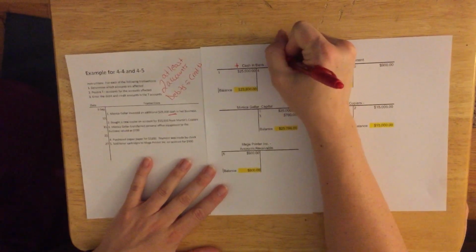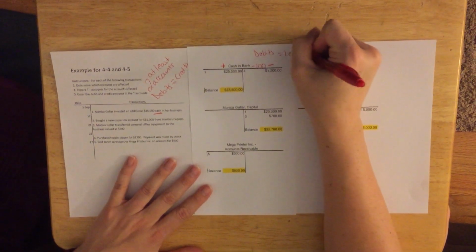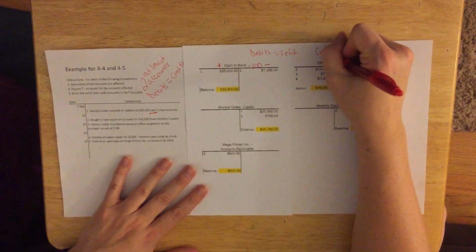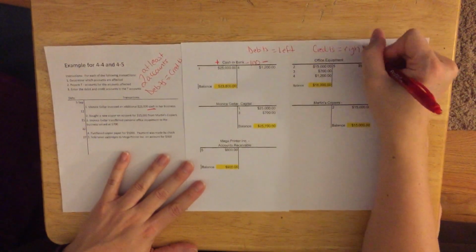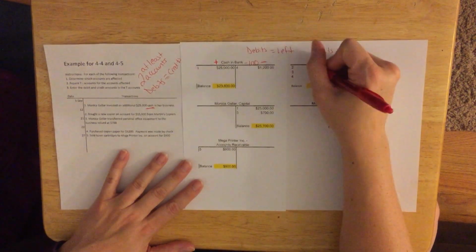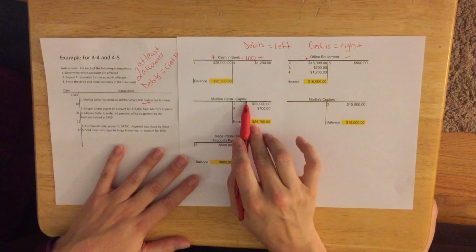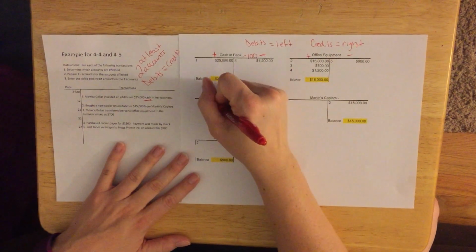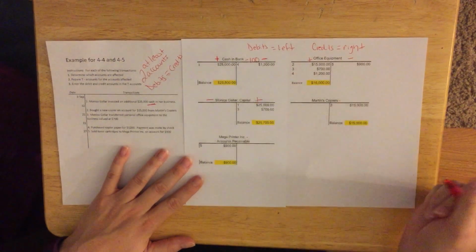Debits on the left. Credits on the right. Okay. In fact, before I go over this, let's go through all these. Office equipment, we've got an asset here. So it's plus, minus, debits on the left, credits on the right. Capital is the opposite of assets. It decreases on a debit but increases on a credit.